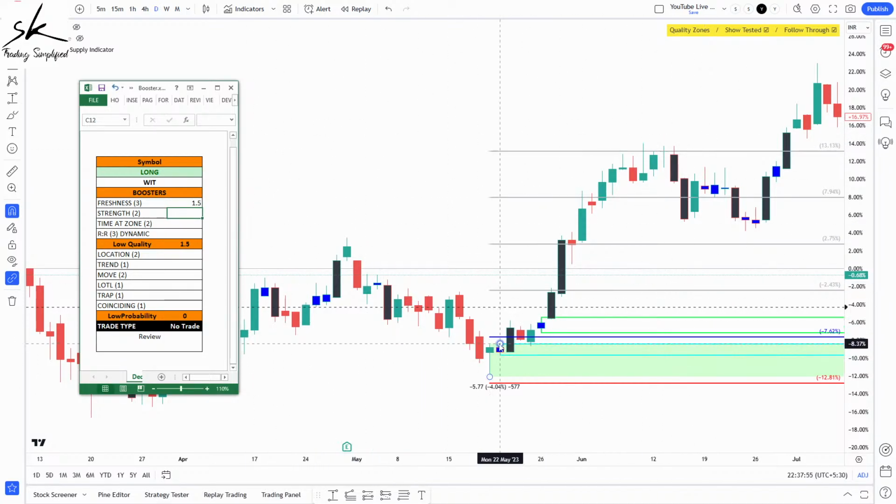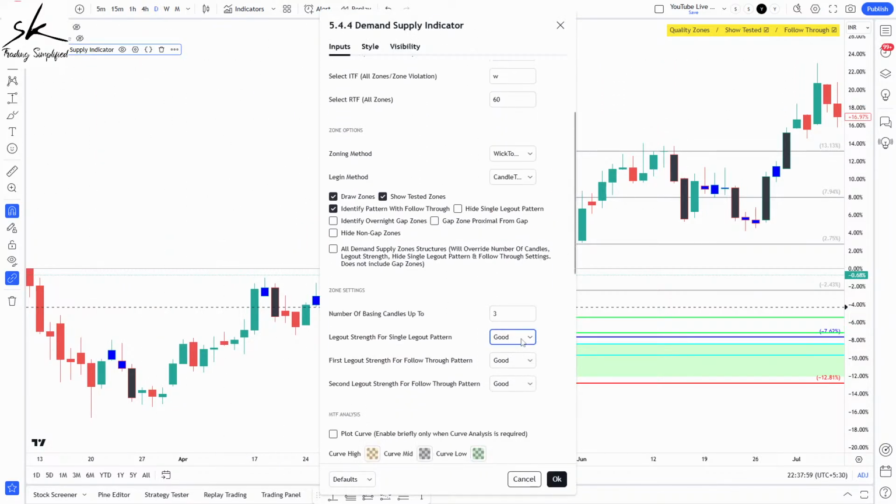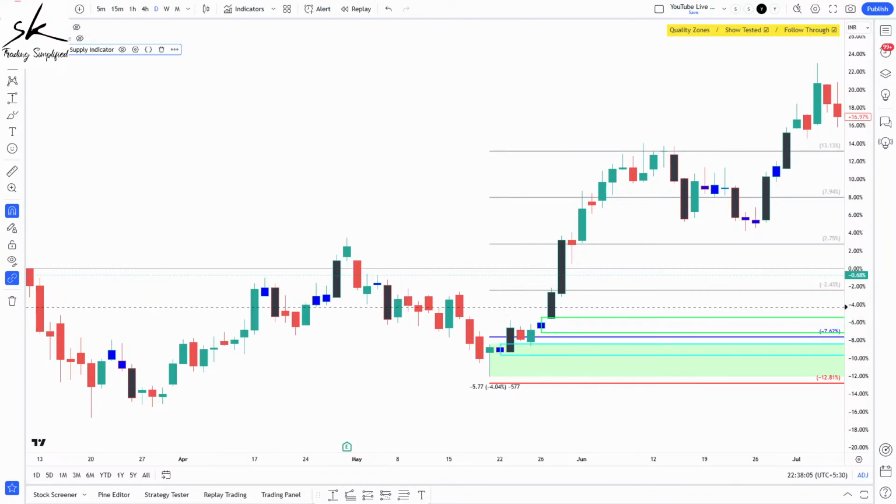Again, if you talk about the strength, you can see this is not an explosive move. In fact, if I change my indicator settings so that I only want zones with explosive moves, it is not an explosive move, it is a good move, because of which I'll give it a score of 1.